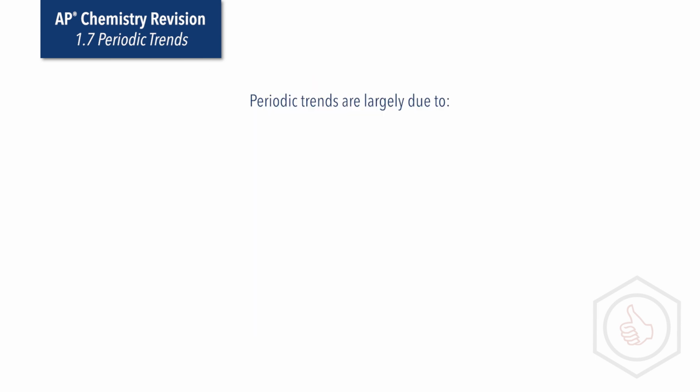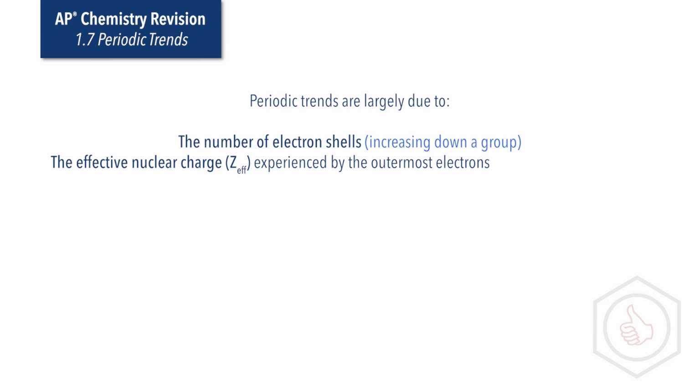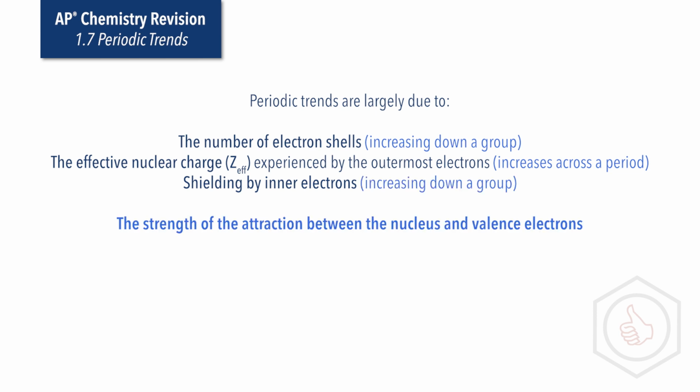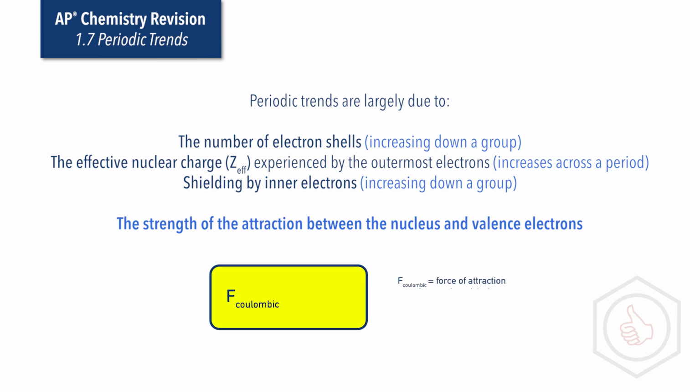These trends are largely due to the number of electron shells increasing down a group, the effective nuclear charge experienced by the outermost electrons, which increases across a period, and shielding by inner electrons, which also increases down a group. These all link together to affect the strength of attraction between the nucleus and the valence electrons in an atom, and can be explained using Coulomb's law, where the force of attraction is proportional to the charge of particle 1 times the charge of particle 2 divided by the distance between them squared.